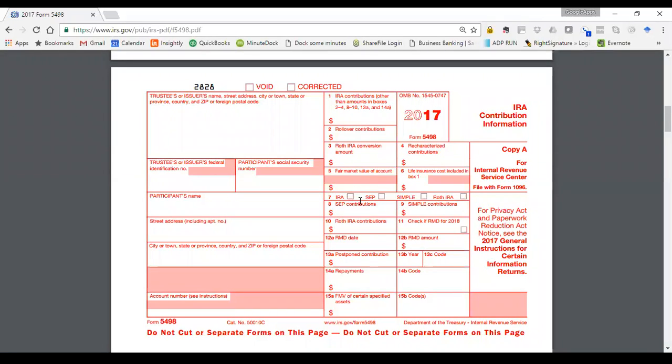And then they want to know if it's an IRA, a SEP, a simple, or Roth IRA. Are there any SEP contributions, simple contributions, Roth IRA contributions? Have there been any required minimum distributions, are there going to be required minimum distributions for 2018, and what's the date? And so what are those required minimum distribution amounts? And those are going to be valued based on what the custodian reports for the value at the end of 2017. But we're notifying IRS about what that is.